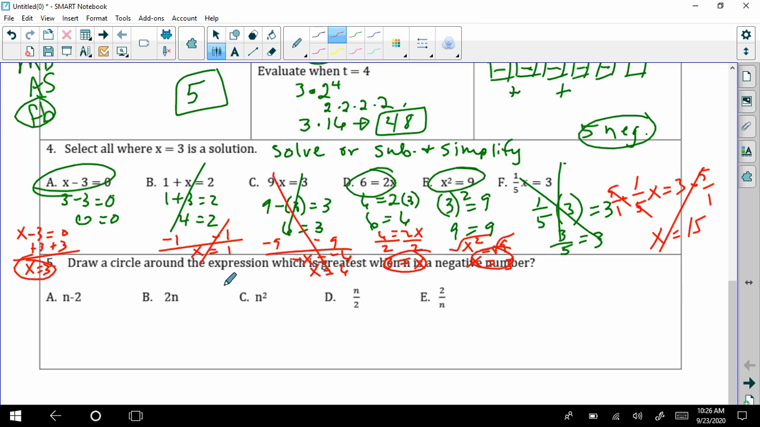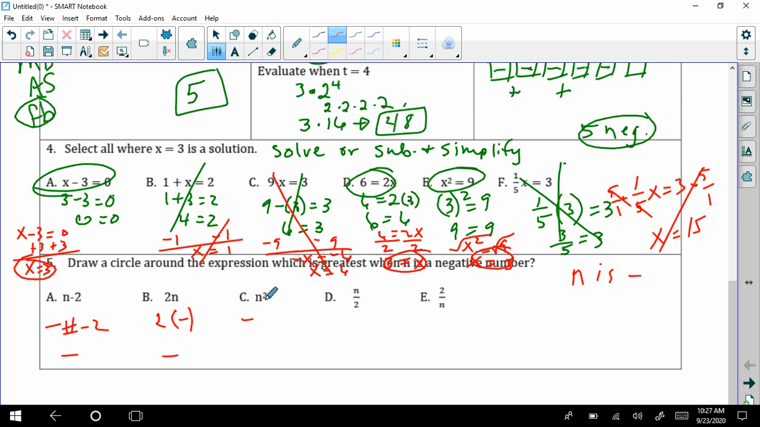Now the next one, draw a circle around the expression which is greatest when n is a negative number. So when n is a negative number, n is negative. So now we're just really working with our signs. So thinking about your signs. If I have a negative number minus 2, my answer is going to be negative. 2 times a negative number is going to be a negative answer. So let's just work with our positives and our negatives.